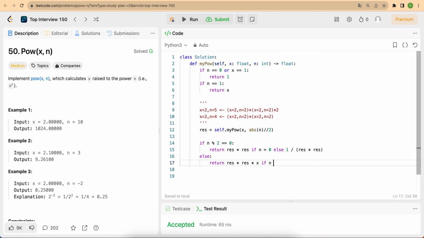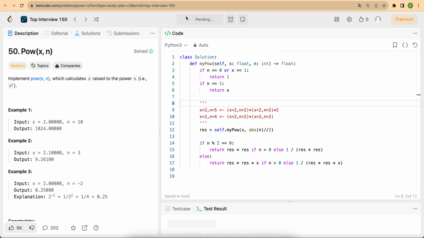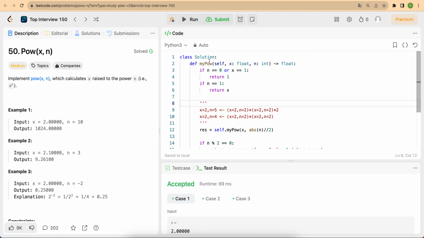So this result can be gotten when n is a positive number. If n is a negative number, we also need to do a transformation, right? So yeah, that's all. Let's see if the result is correct. Sounds correct. Let's submit our result.